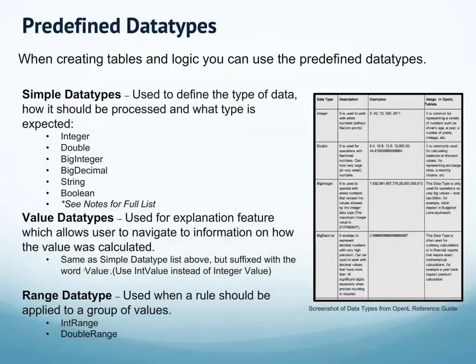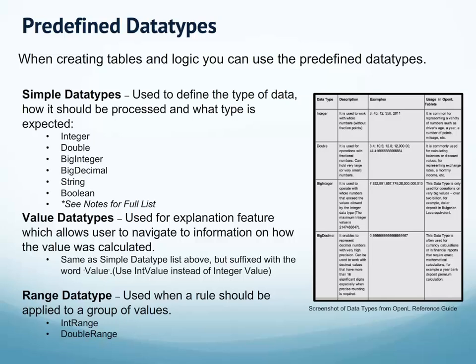So here is a listing of the predefined data types that you can use in OpenL. They're listed in the reference documentation, so you can always go there to see a complete listing. But the simple data types that you can use to define what type of data is in your tables are integer, double, big integer, big decimal, string, boolean, byte, character, short, long, and float.